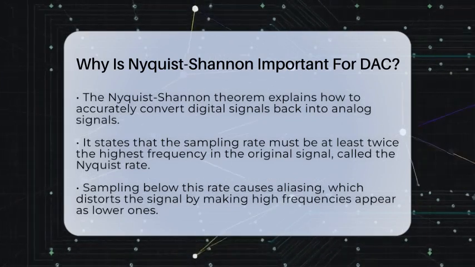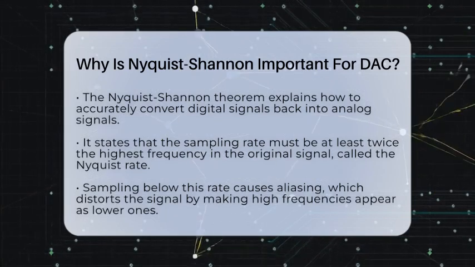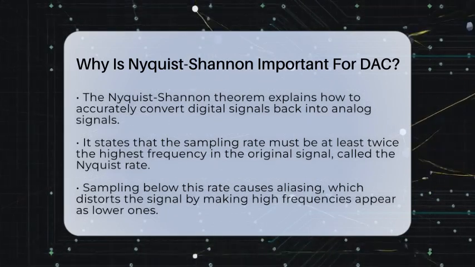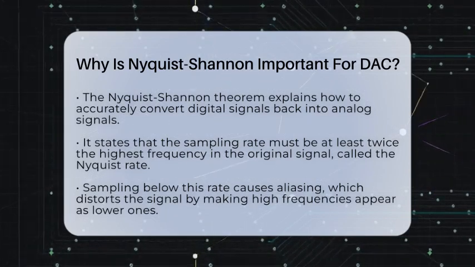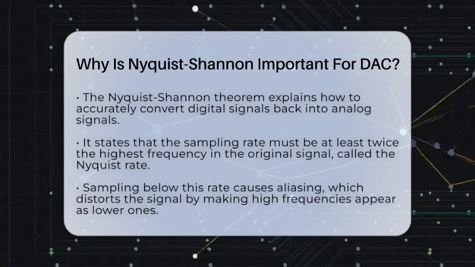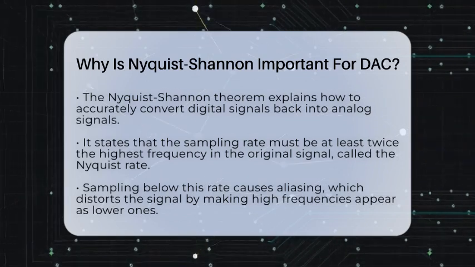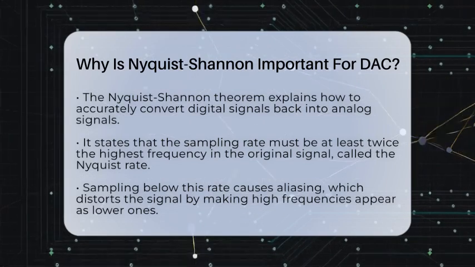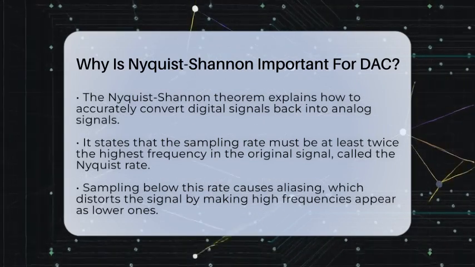When engineers design digital systems, they need to know how fast to sample the digital data to make sure the sound or signal stays true. The theorem says that the sampling rate must be at least twice the highest frequency in the original signal. This minimum rate is called the Nyquist rate.